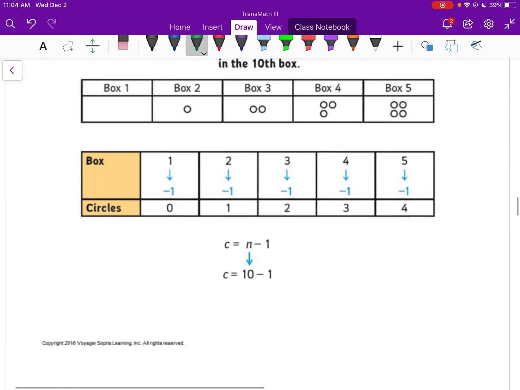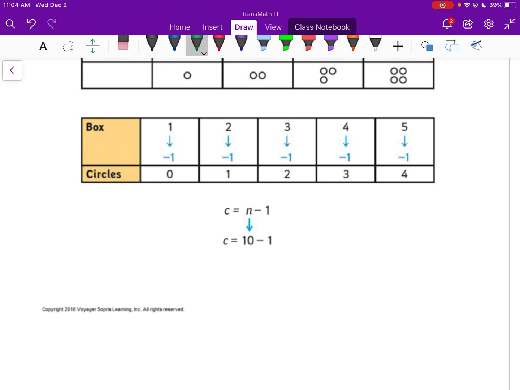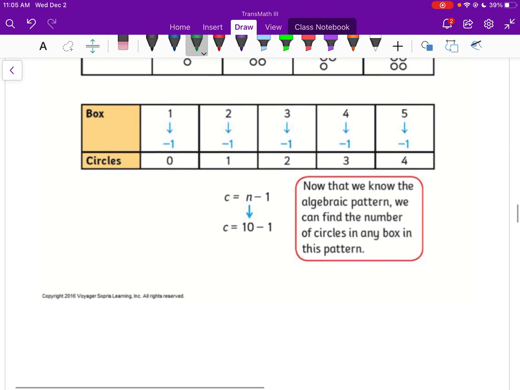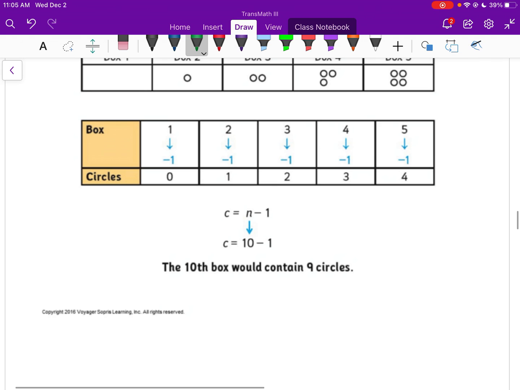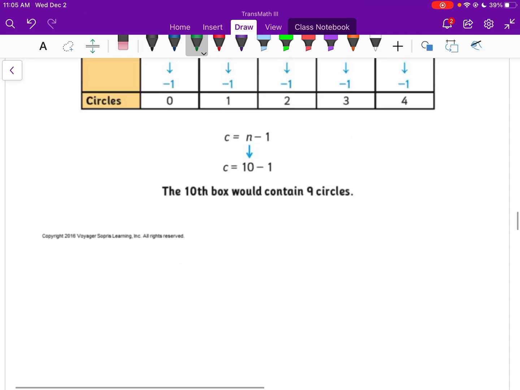So, in this case, we're going to figure out how many circles would be in box number 10. So in this case, we would replace n with 10. 10 minus 1, we will get 9. Okay, so that will tell us how many circles would be in box number 10. So the 10th box would contain 9 circles.